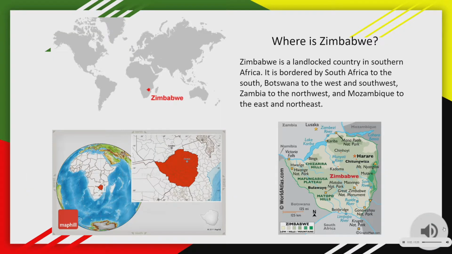Zimbabwe is a landlocked country in southern Africa, meaning it is not bordered by any ocean or large body of water. It is bordered by South Africa to the south, Botswana to the west and southwest, Zambia to the northwest, and Mozambique to the east and northeast.